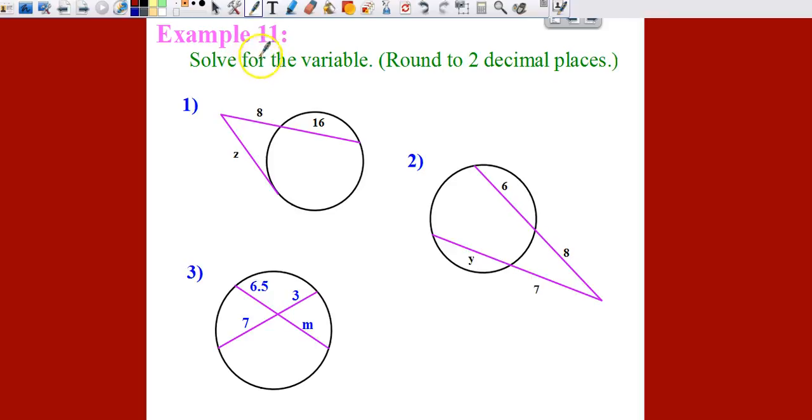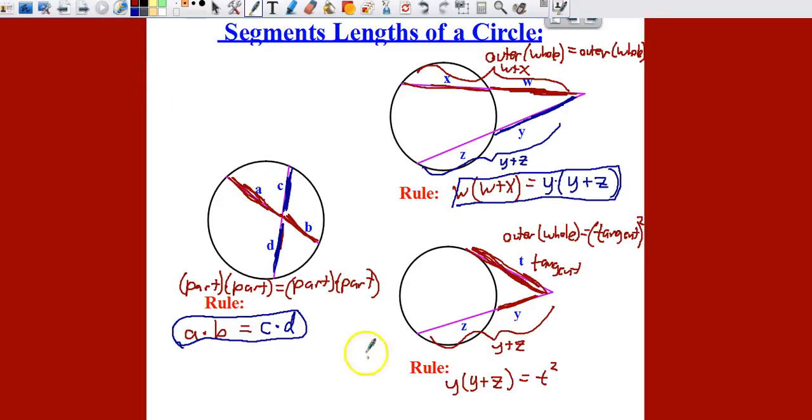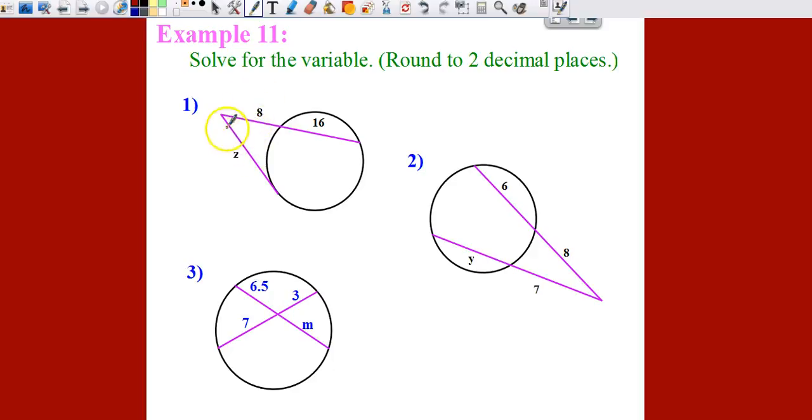All right, here we go. So using these formulas here, and they're all randomized, we'll start with number 1. In this problem, if you look at the previous picture, this looks most like the bottom right one. So we're going to use the rule with the outer, whole, and the tangent. We'll modify it to fit our numbers and variables. So first, let's talk about the outer. Outer is going to be 8.